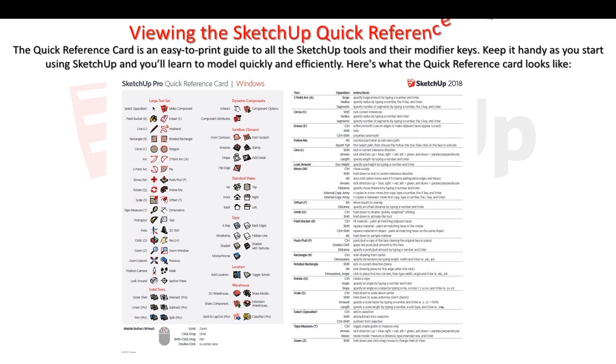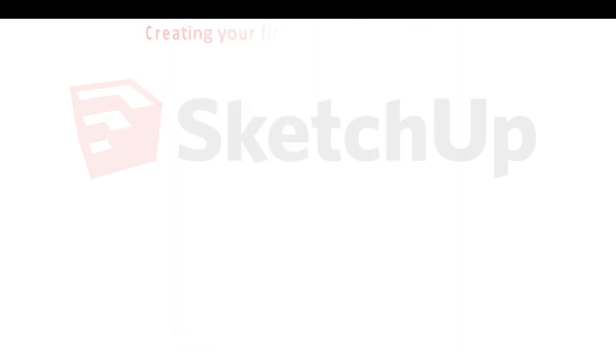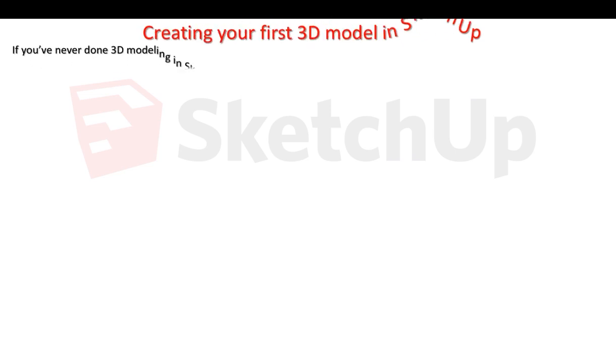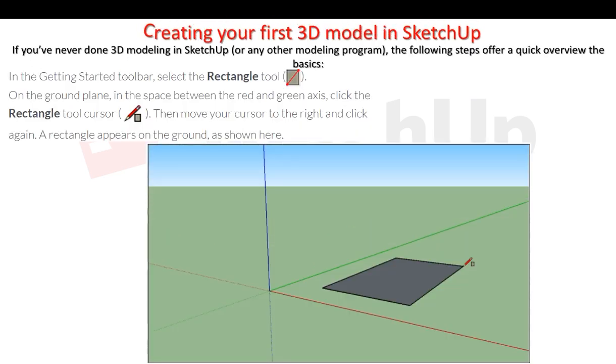Keep it handy as you start using SketchUp, and you'll learn to model quickly and efficiently. Here's what the Quick Reference Card looks like, and you can search for it on Google. Now, let's try to create your first model. So, we're going to create a 3D box.